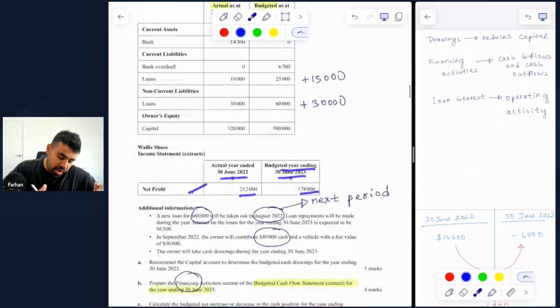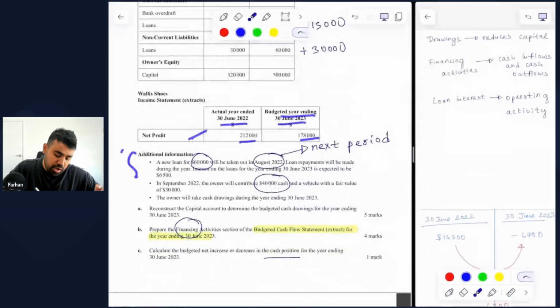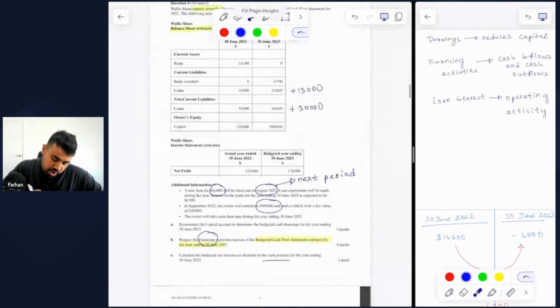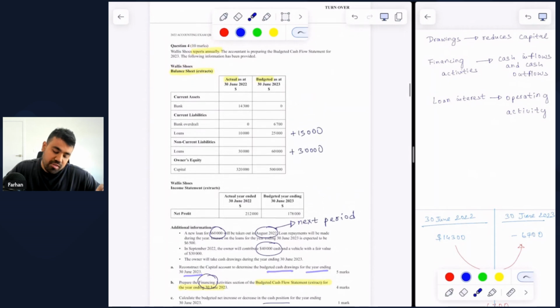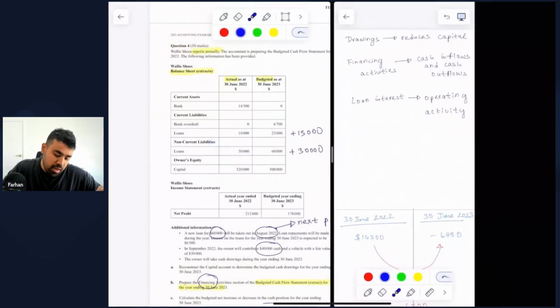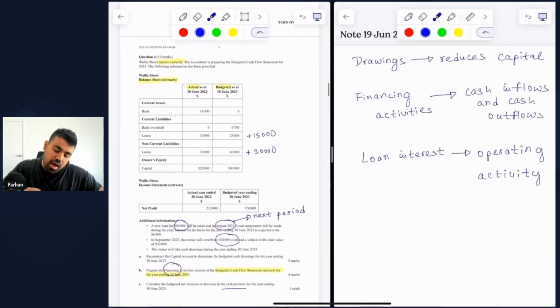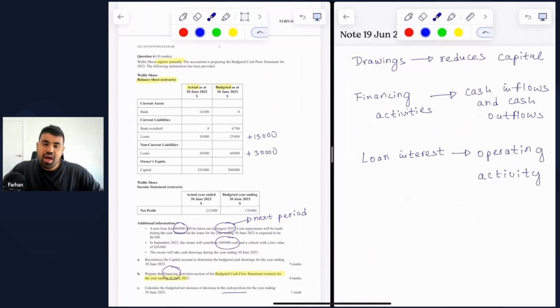We are given some additional information that we need to include in our workings. Our first requirement is to reconstruct the capital account to determine the budgeted cash drawings for the year ending 30 June 2023. Now, I need you to understand something before we start preparing the ledger account. Any drawings that we make from our business result in a reduction in the capital that we have in the business.